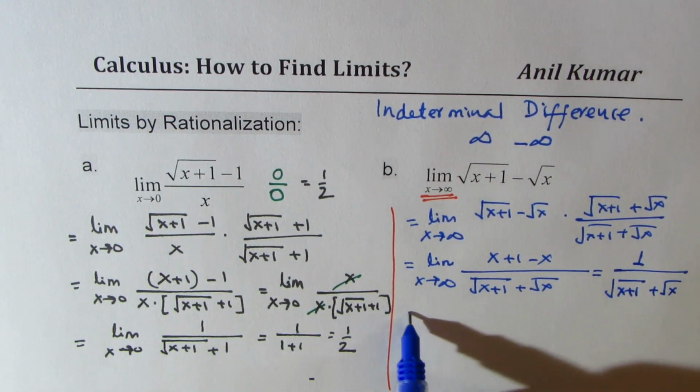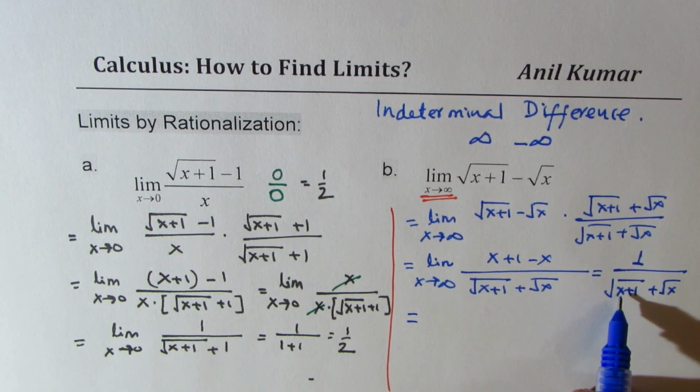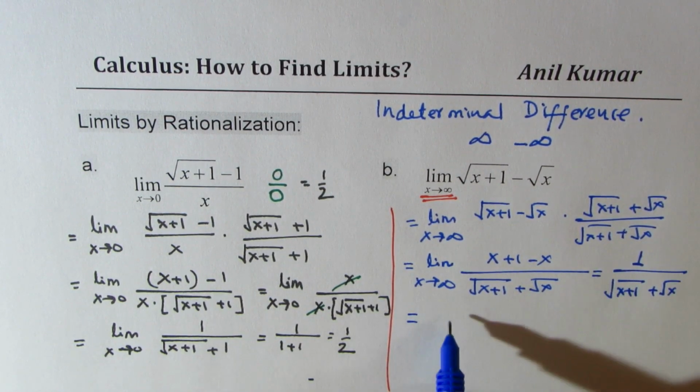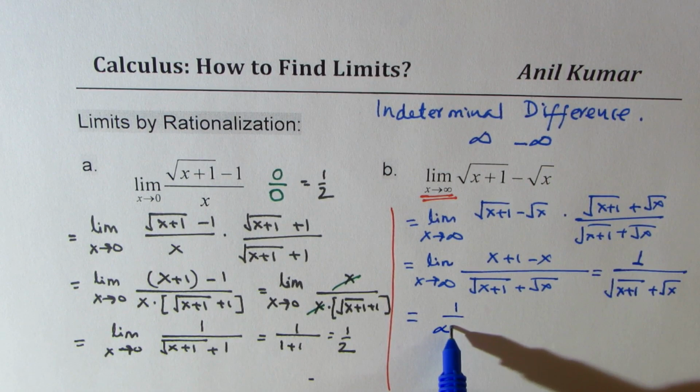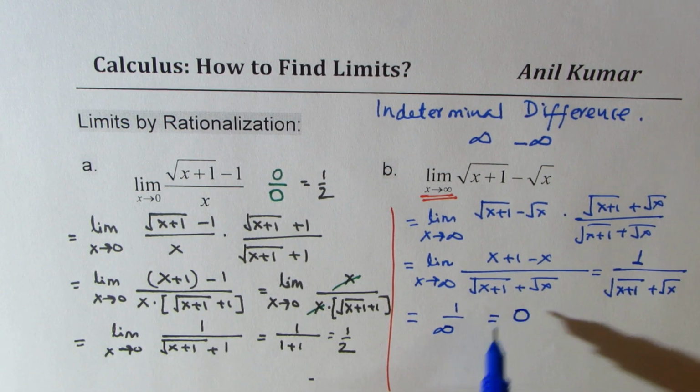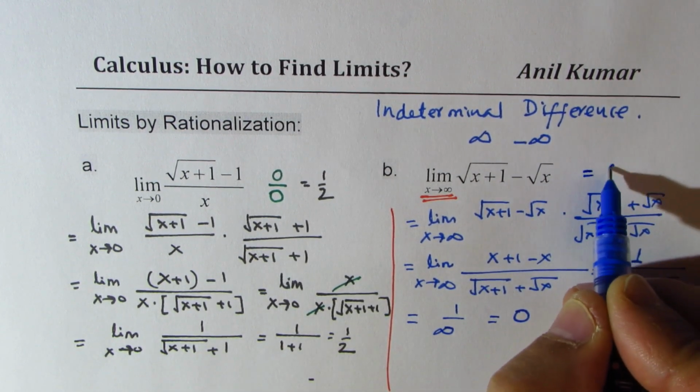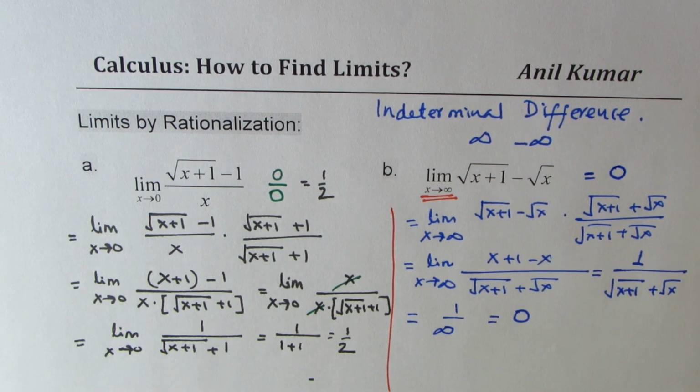Now, if I substitute infinity here, then we get something like 1 over infinity, right? Which is 0. So the limit exists, and at infinity, we are approaching 0. You get the idea, right? So it's in the denominator. Perfect. So 1 over infinitely large value is 0. So that is the answer.